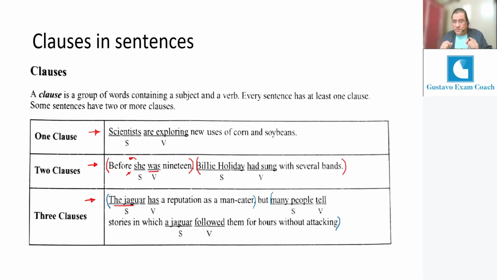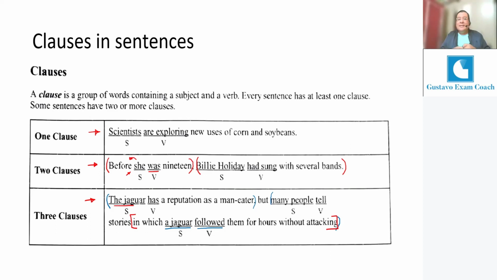Within the second clause, many people tell stories in which a jaguar followed them for hours without attacking. We can see that there is another clause embedded. You'll see here the subject jaguar and the conjugated verb followed. All this forms a clause, in which a jaguar followed them for hours without attacking. It actually forms another clause. But we see that "in which a jaguar followed them for hours without attacking" cannot stand alone as a complete sentence, right? The other two might. "The jaguar has a reputation as a man-eater" could be a complete sentence on its own.